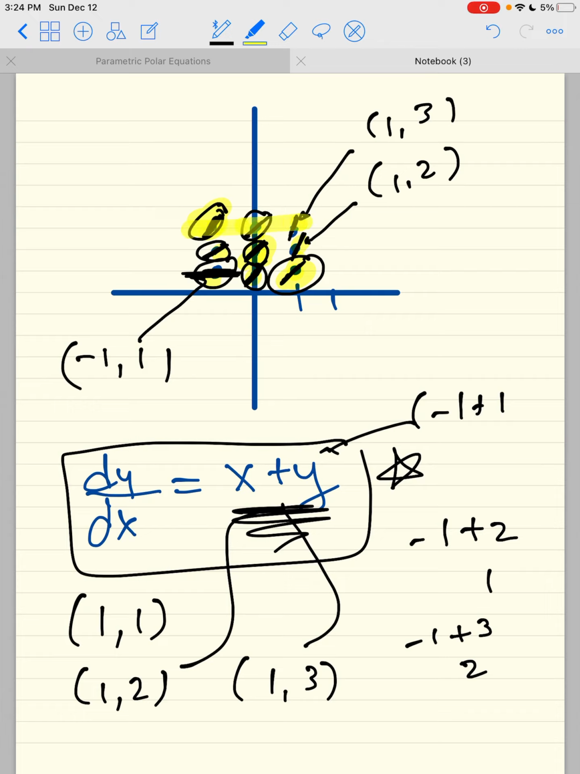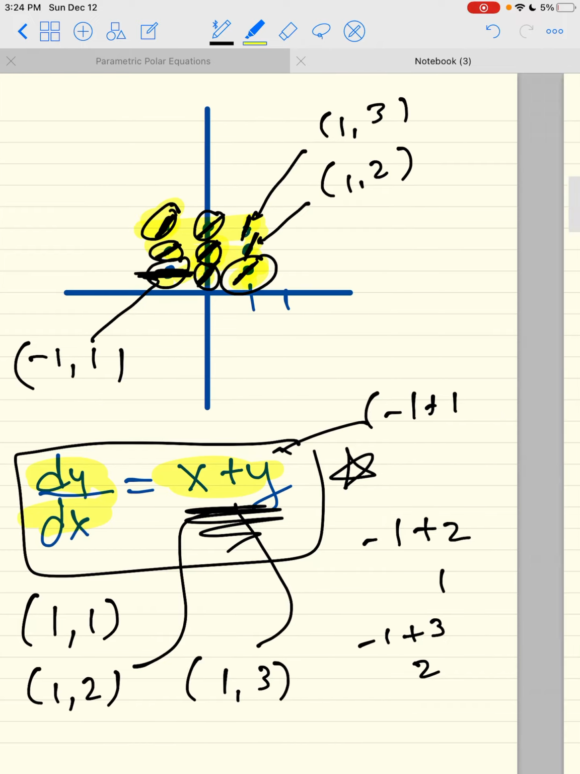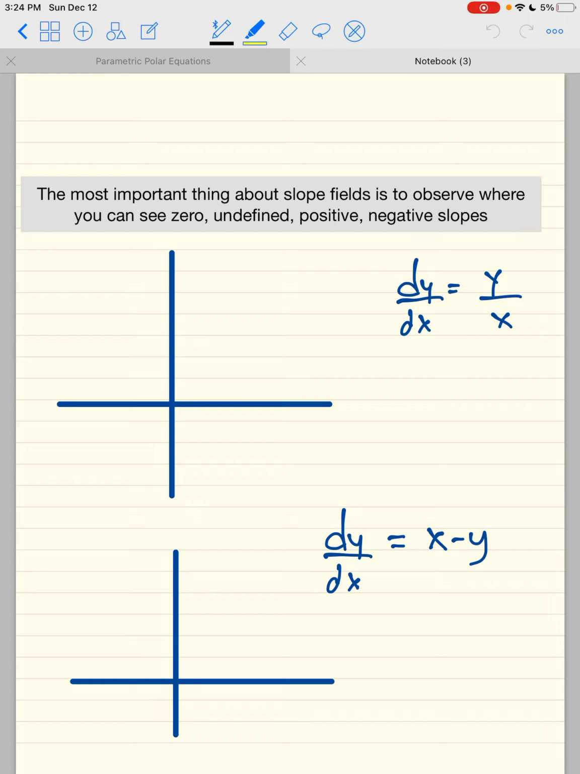They'll give you the 9 points, and they will ask you to draw a slope field. You just plug those 9 points into your differential equation, and all you have to do is come up with the slope and just estimate. So the most important thing about slope fields is to observe where you can see zeros, undefined, positive, and negative slopes.